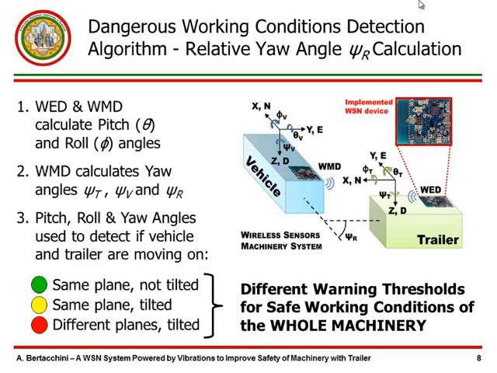When we have the U angles, we have all the information needed to detect if the vehicle and trailer are moving on the same plane, tilted or not, or if they are moving on different planes. Of course, depending on the connected implement or trailer, we can define different warning thresholds for safe working condition of the whole machinery.